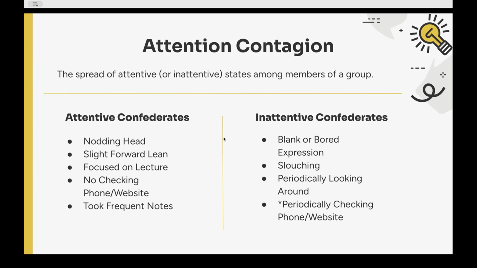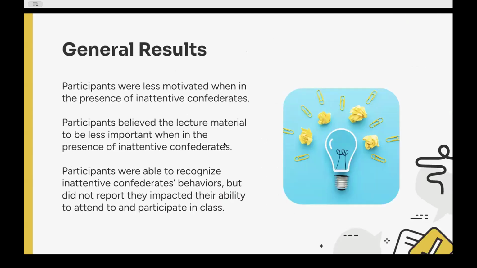So, some of the general results of these three studies: if you were next to an inattentive Confederate, you were more likely to be less motivated. You saw the lecture or the lesson as being less important. Hey, if Billy's not paying attention, why should I pay attention? They're taking fewer notes. What's interesting, that bottom one down there is the one that stuck out to me the most: if you were seated next to an inattentive Confederate, you could pick it out.